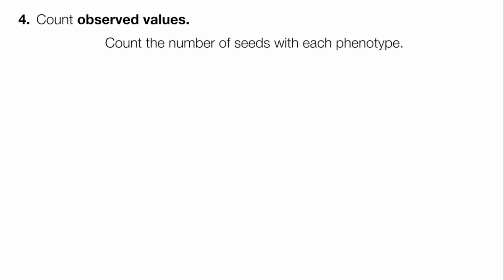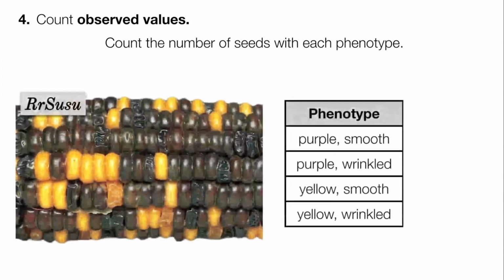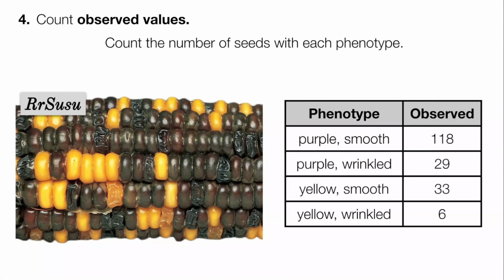The next step is we have to count the observed values. So we have to go to the corn and actually count the different seeds of each phenotype. So let's do that. Here is the parent corn, and we know that its genotype is provided, and there are 4 possible phenotypes that we see represented in the image. So I've already counted the different phenotypes for you, and I'll provide you with the table here. These values in the table represent the observed values for each of the 4 different phenotypes that exist.